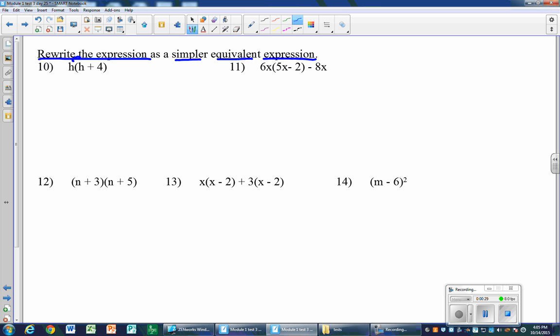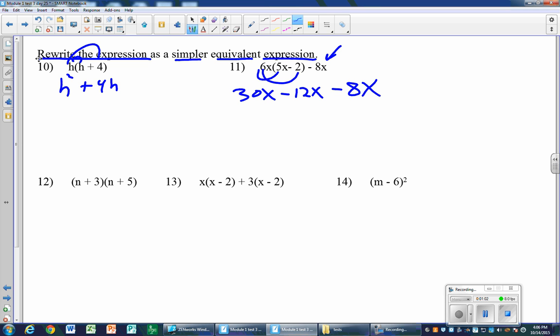I mean, the only work that I know to show here is h times h is h squared. Then h times 4 is 4h. 6 times 5x is 30x. 6 times negative 2 is negative 12x. Do not multiply it by that 8x, because the negative 8x is outside the parentheses. It is outside the parentheses, so you don't multiply it. You only distribute to things inside the parentheses.